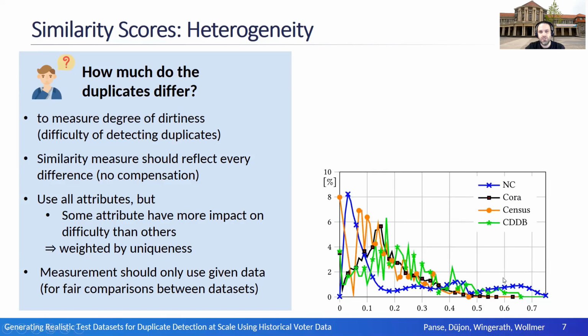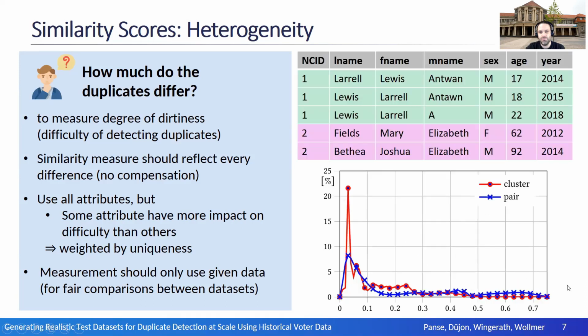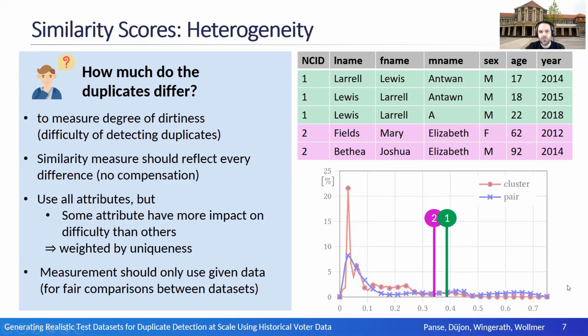What we see even more clearly if we compare these scores with those of the 3 popular test datasets Cora, Census, and CDDB. As an illustration, our 2 sample clusters both have a heterogeneity between 0.35 and 0.4. Here it is to note that the second cluster actually consists of 10 records, where half of them are similar to the first and the other half are similar to the second record.